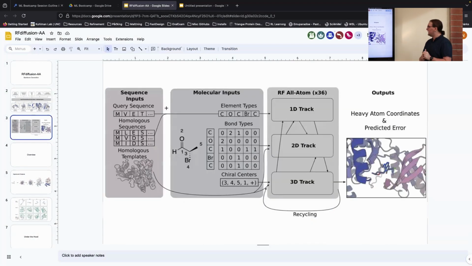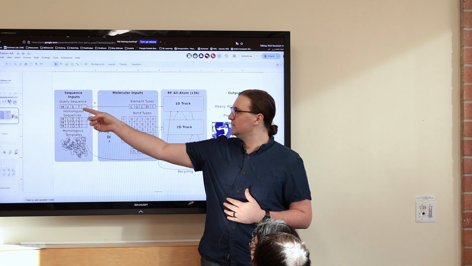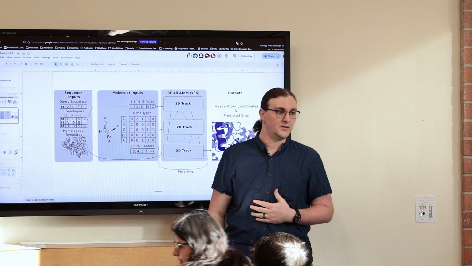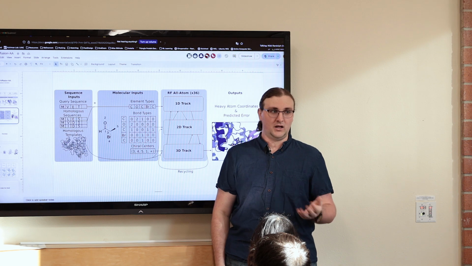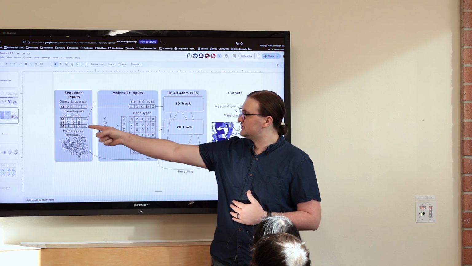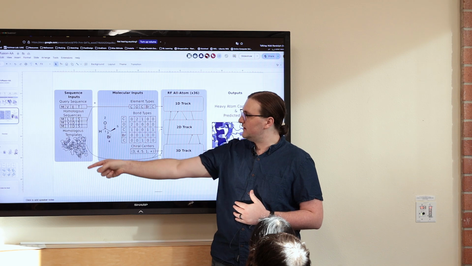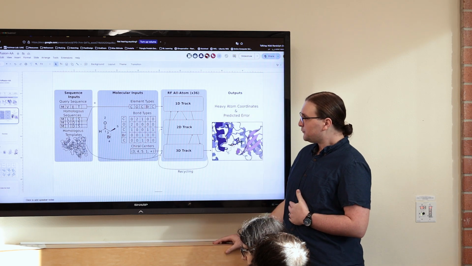This is what it looks like in the way that we transform the raw input sequence data into the features that are used within the network. Sequence-wise, it's quite similar to what we've discussed before. We just have the amino acid sequence. We search that against databases to find homologous sequences, as well as homologous templates. We search the large sequence databases to find those, and the PDB sequence database to find those structures.